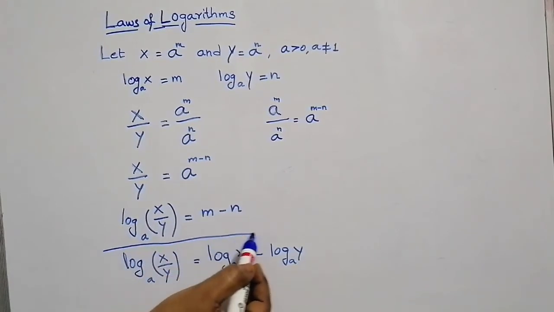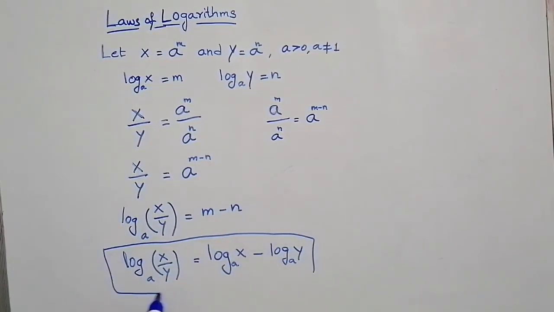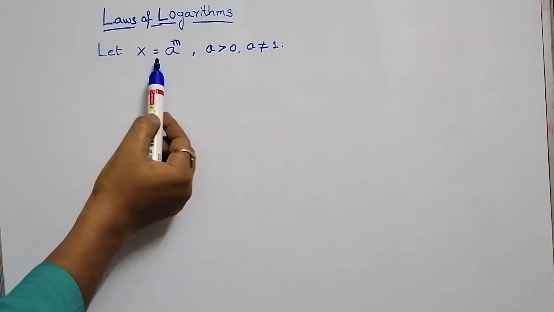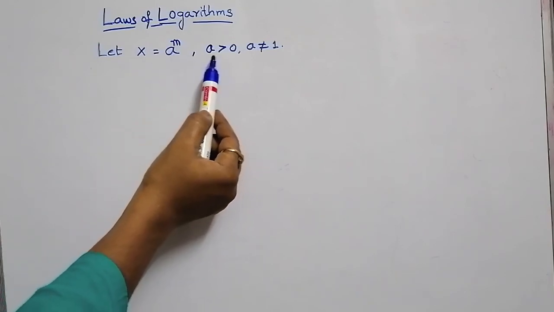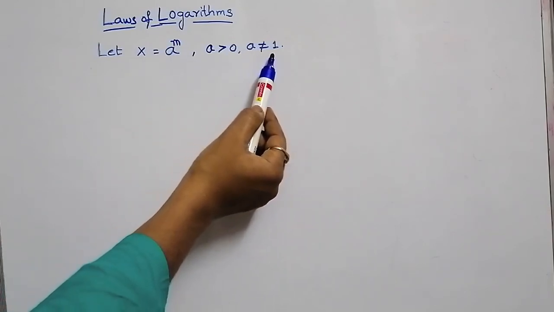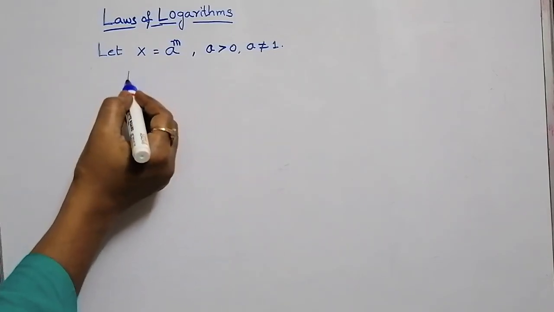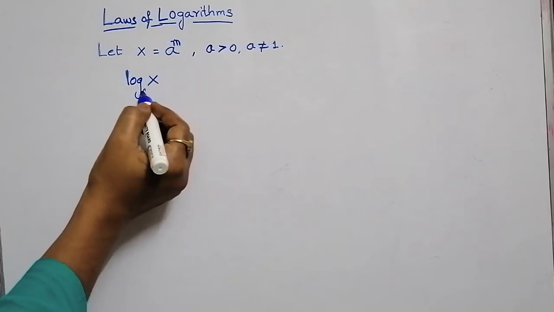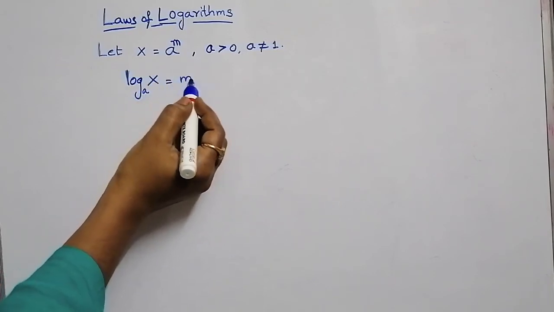This is another property of logarithms. What is that? Log of x by y to the base a is equal to log x to the base a minus log y to the base a. Here I have taken x is equal to a power m, where a is greater than 0 and a is not equal to 1. Now this is in exponential form. What is our log form? Log of our number x to the base a is equal to m.